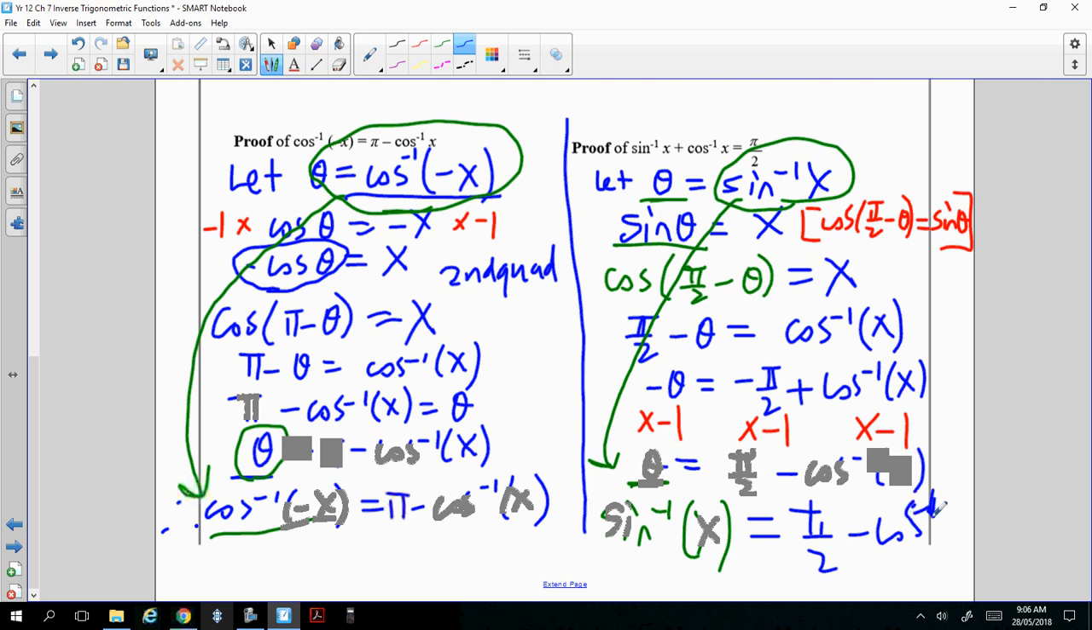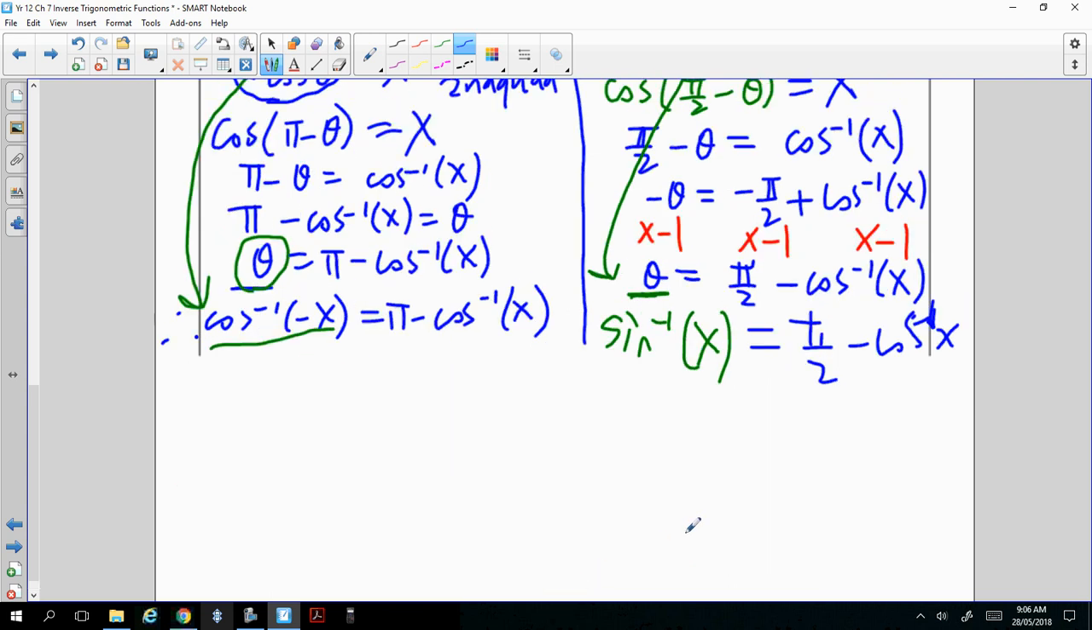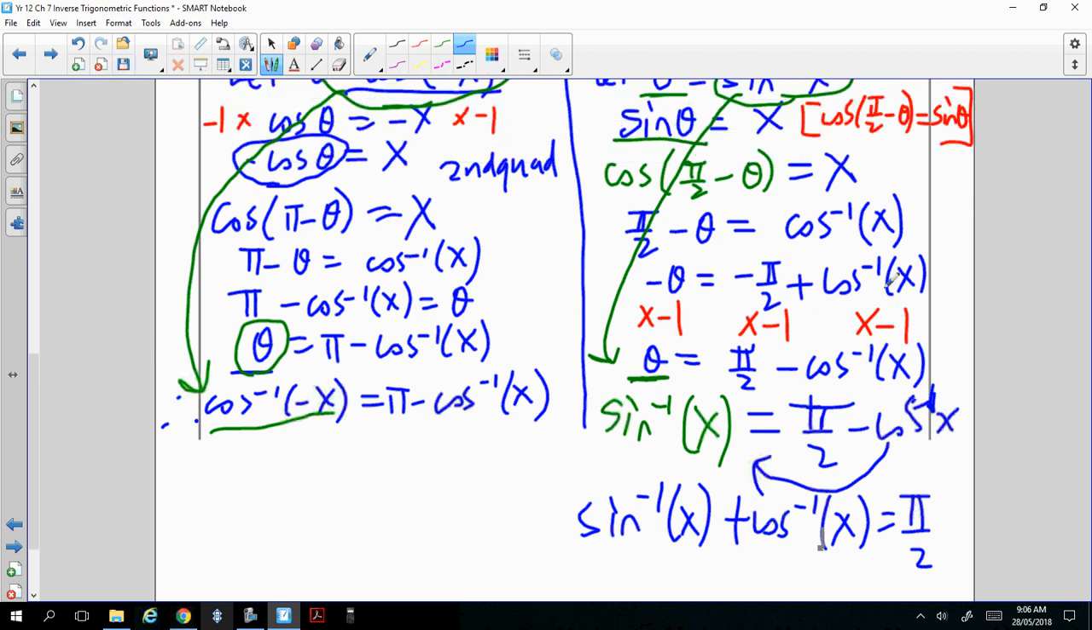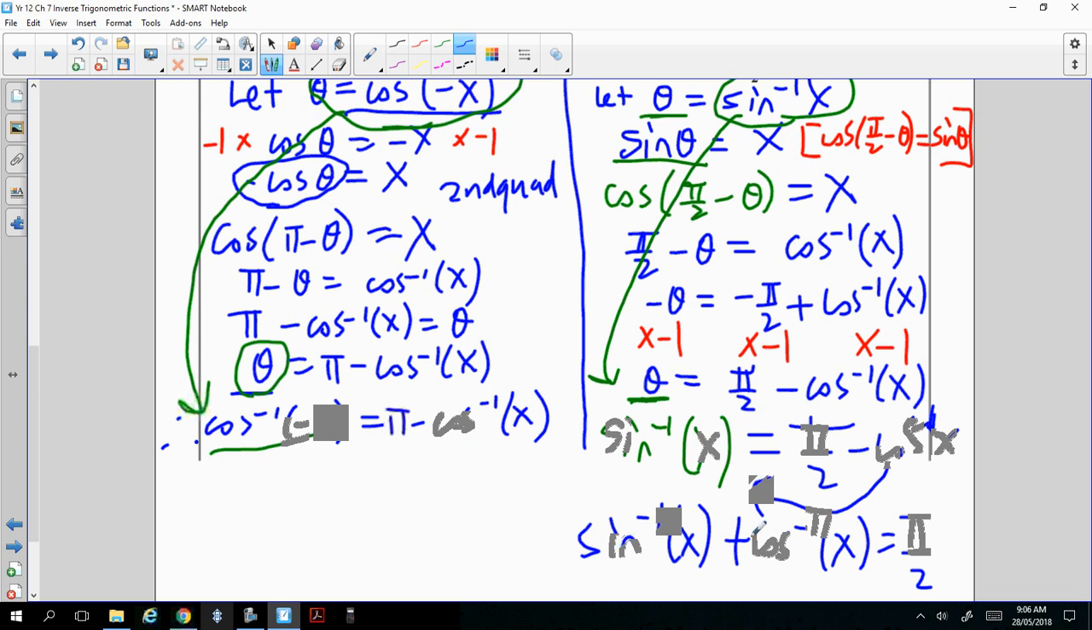And then you just move it back to the other side. So move this thing back, so write sine inverse of x plus cos inverse of x equal to pi on 2. Yeah. Alright, so that's a proof. So the sum of sine inverse and cos inverse is always pi on 2.